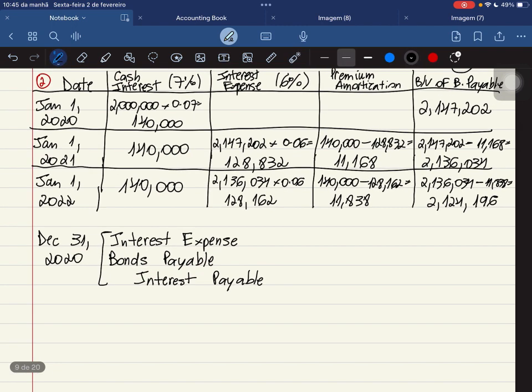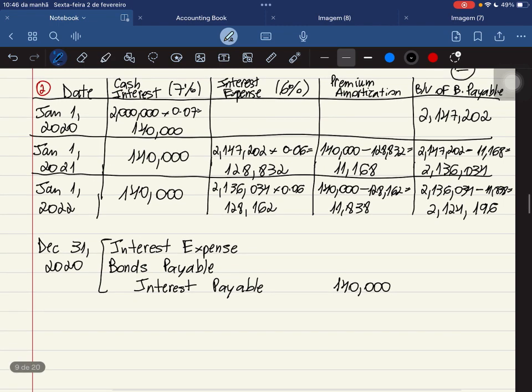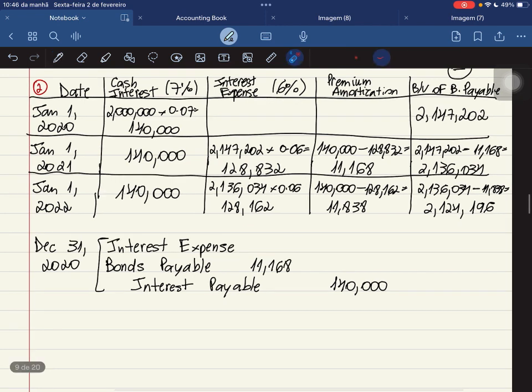Okay, so interest payable is the interest that was agreed upon, the one that doesn't change. Bonds payable is that value that we just figured out of 11,168. And this interest expense, like I said before, is the smallest one. So it's going to be this minus this.